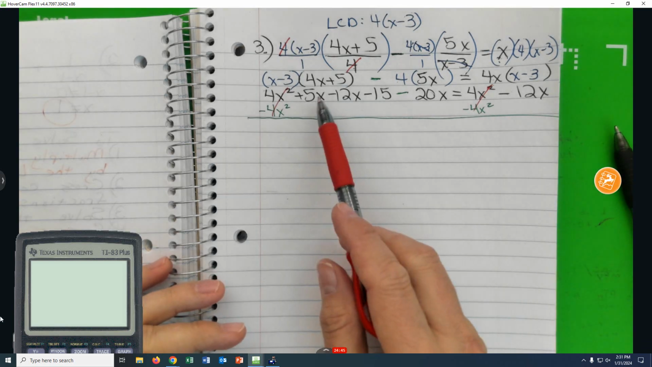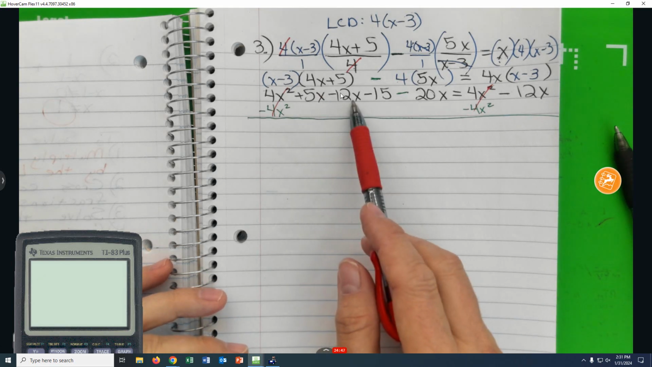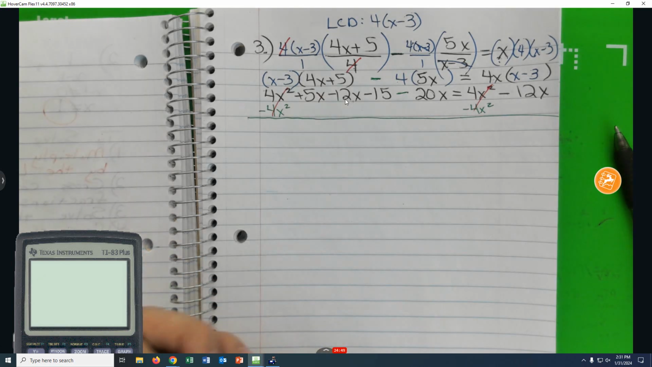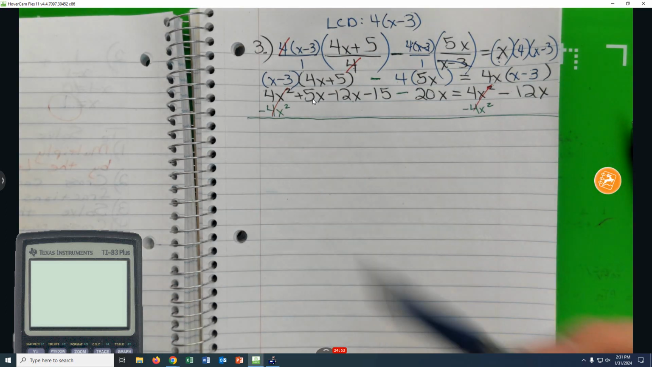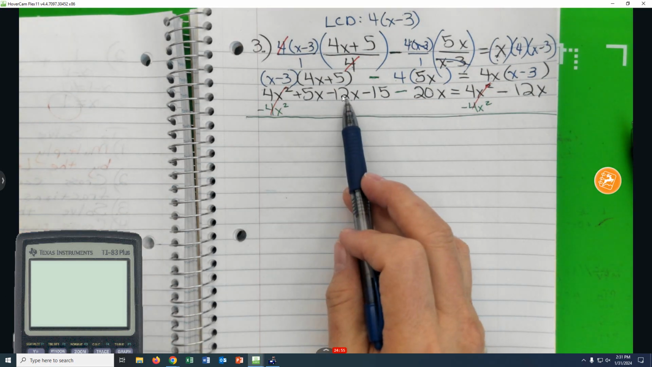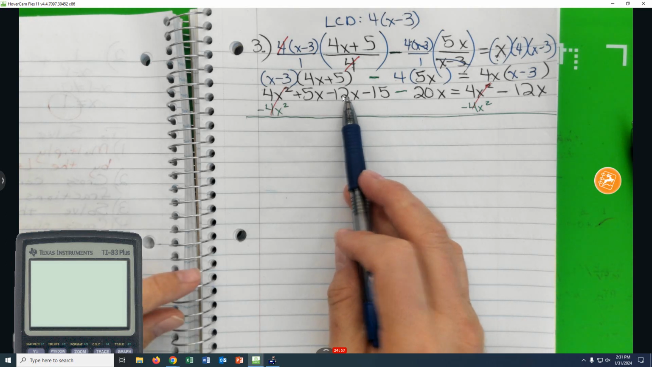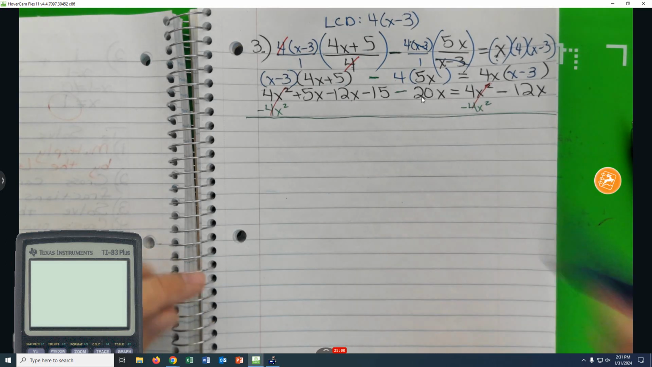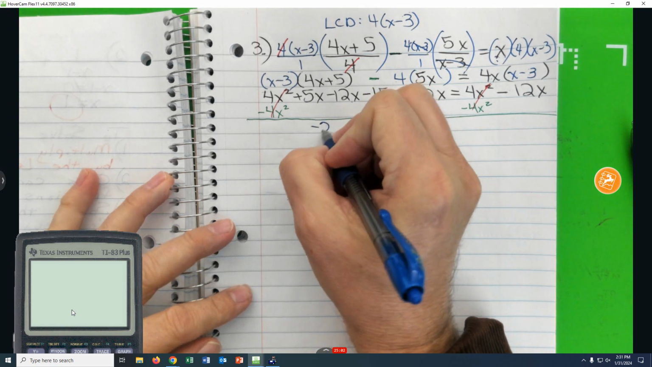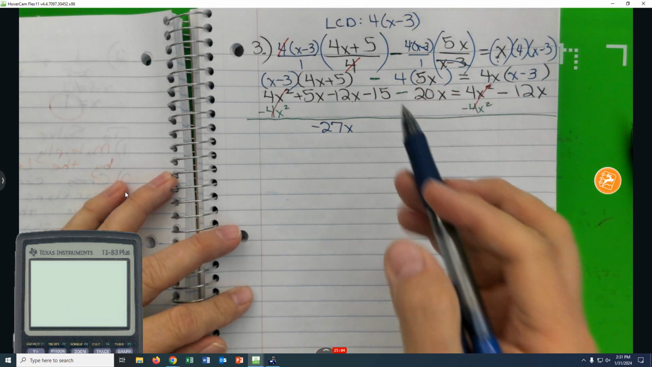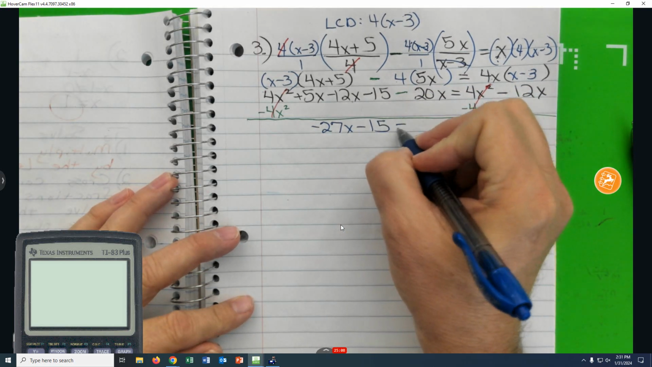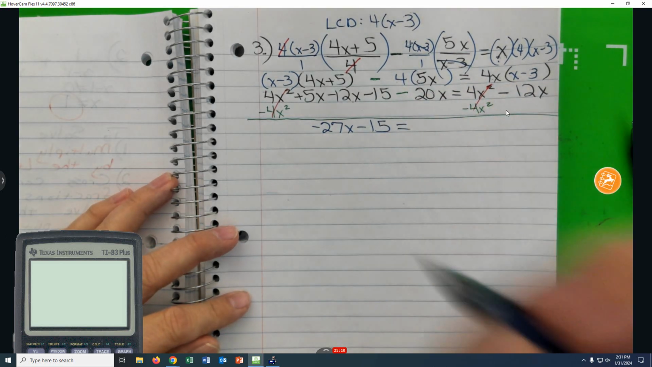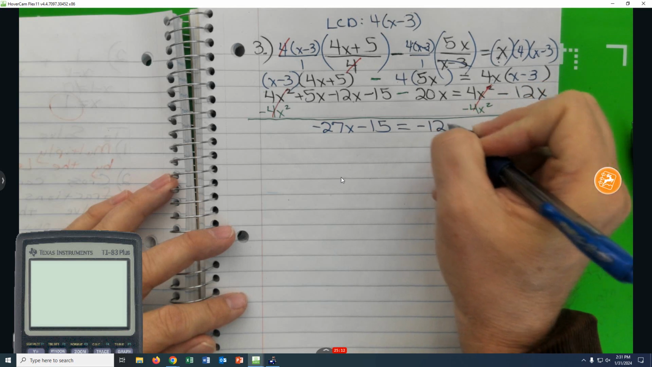Let's see, maybe we should clean this up. 5x minus 12x, that's a negative 7x. But you also have the minus 20x. 5 minus 12 is a negative 7. Minus 20, that's a negative 27x. And what do we have here on the right? We also have that minus 15 on the left equals, and on the right we have that negative 12x.